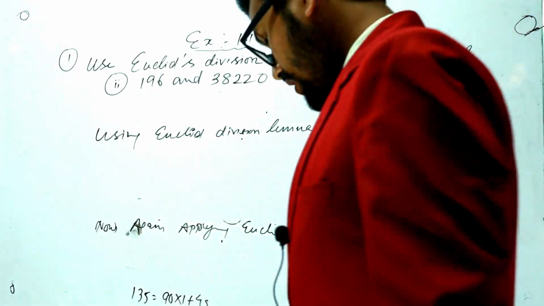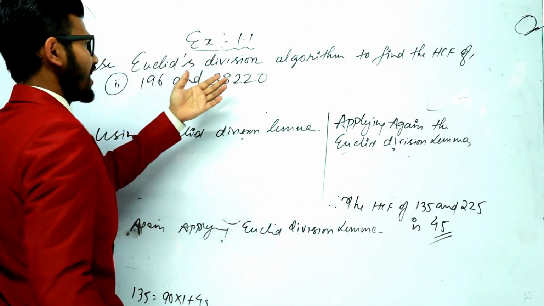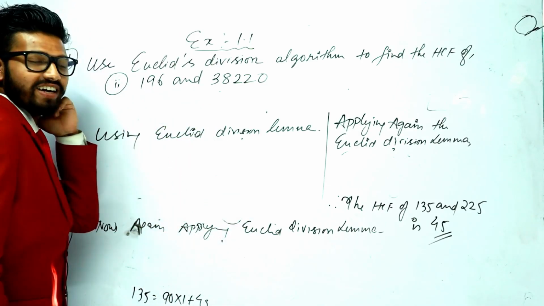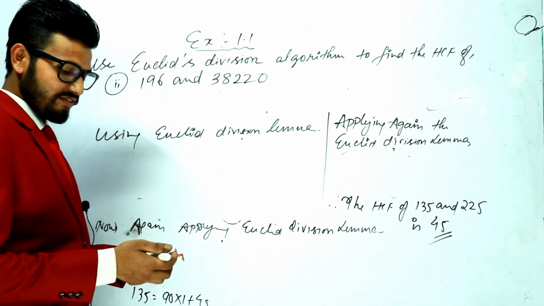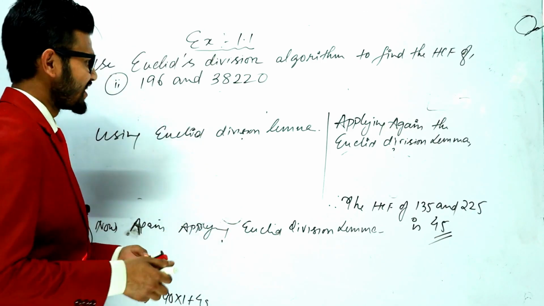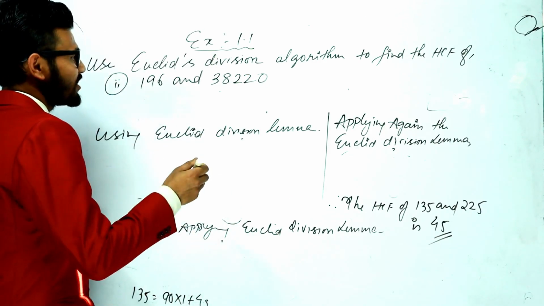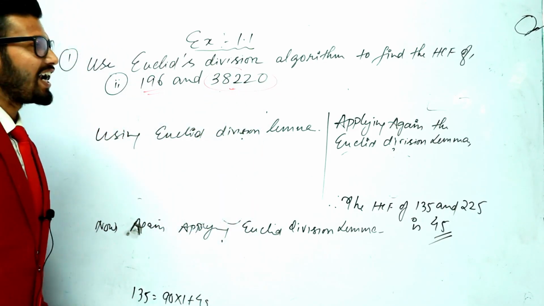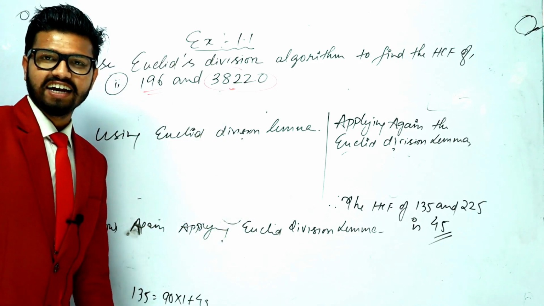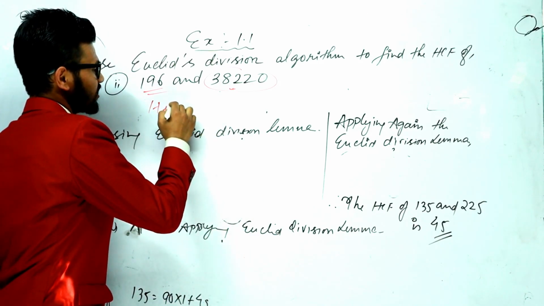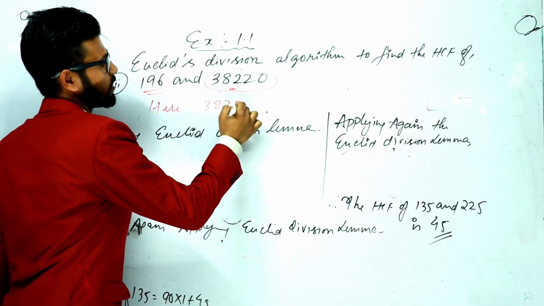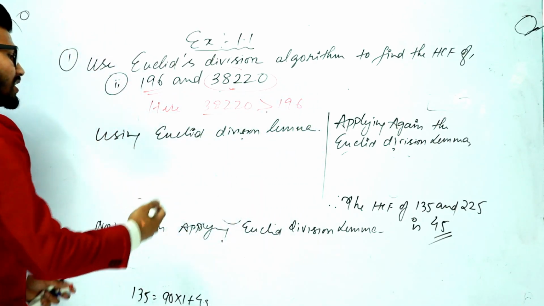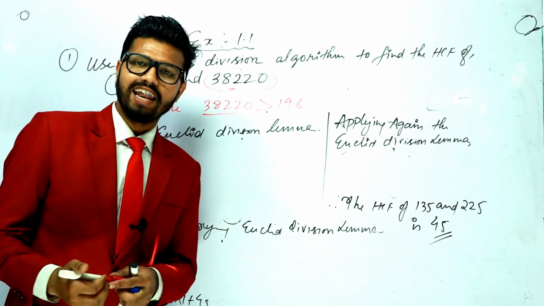So this is the next question here. Use Euclid division algorithm to find the HCF of 196 and 38,220. So it seems like quite a big number. You might be very worried looking at this big number. So what we can see, this number is larger than this. So this number will be acting like a dividend here. So here we can write, 38,220 is greater than 196. Same step, you will use the Euclid division lemma here.